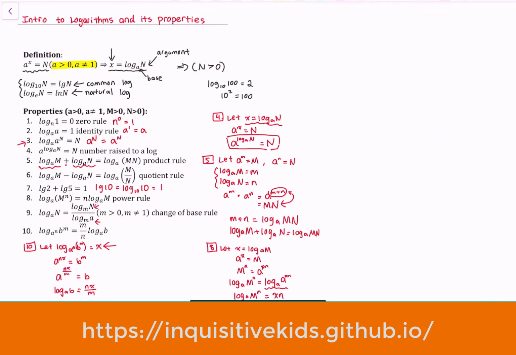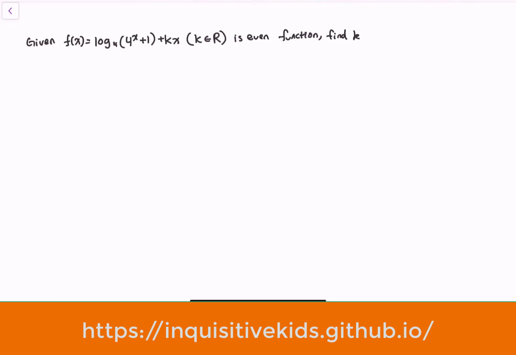Now that we've learned what logarithms are, common types of logarithms, and its properties, we are ready to do some practice problems. Here is our first problem. We are given that the function log base 4 of 4 to the x power plus 1, plus kx is an even function. We are trying to find what k is. And k is a real number.